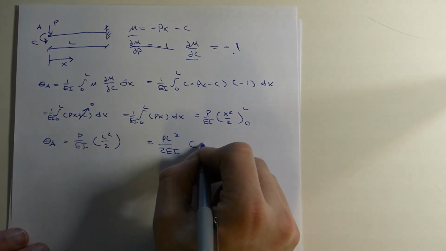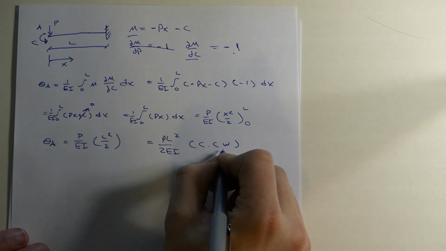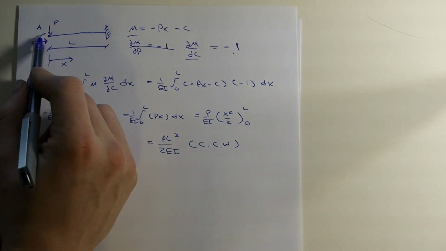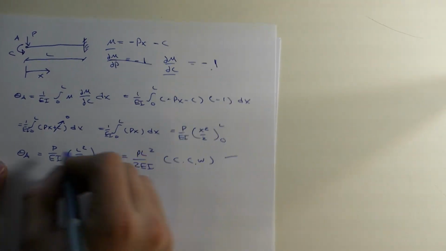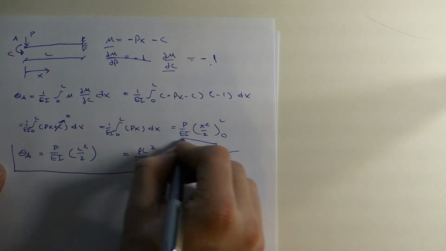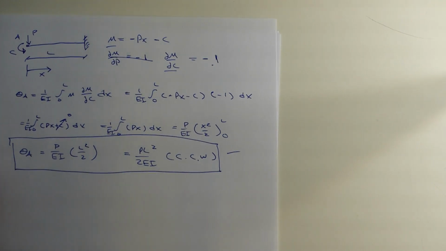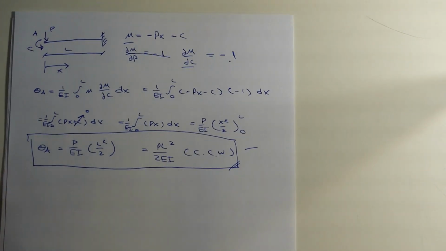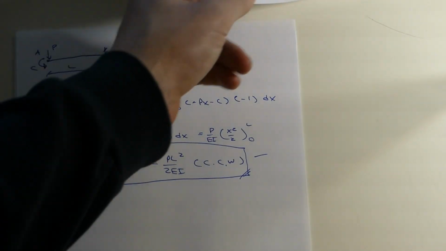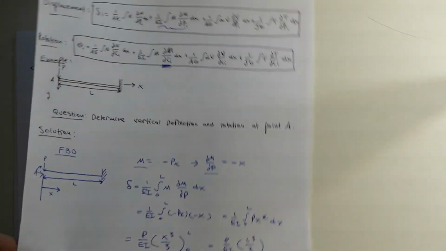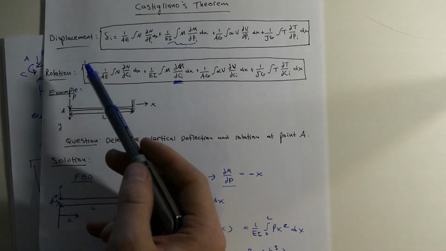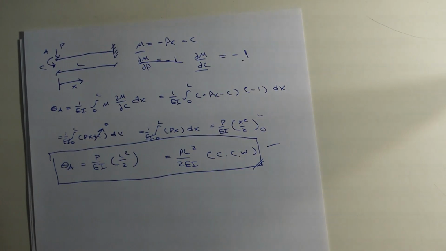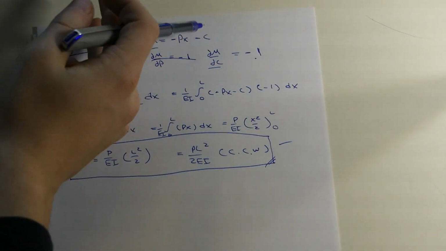And this is counterclockwise because we assumed the rotation here to be counterclockwise and it's positive, so that's correct. So this is our rotation at A. And basically that's all. That's a pretty basic example of Castigliano's theorem. We're just using these equations here to find displacement and rotation. And for a beam like this, we're just looking at the bending.